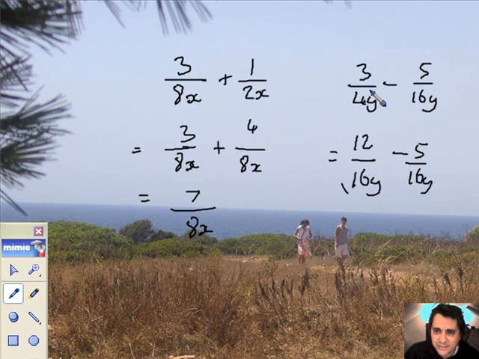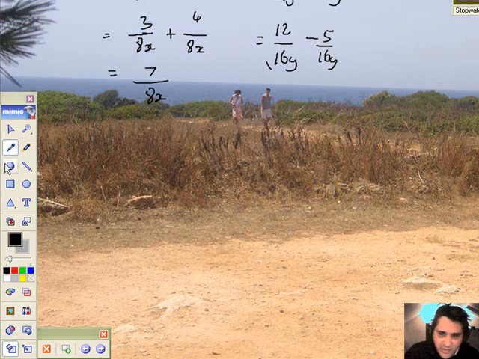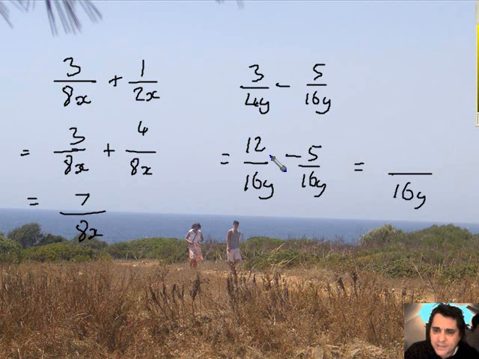Right, so that is that. And I didn't need to write that bit there. I just connected the pen there. Right, put it over here then, stands out better. That's over 16y. 12 take away 5 is roughly, I'm not sure really, 7? 7, yeah. So I've got 7 over 16y. That fraction can't be simplified any further.